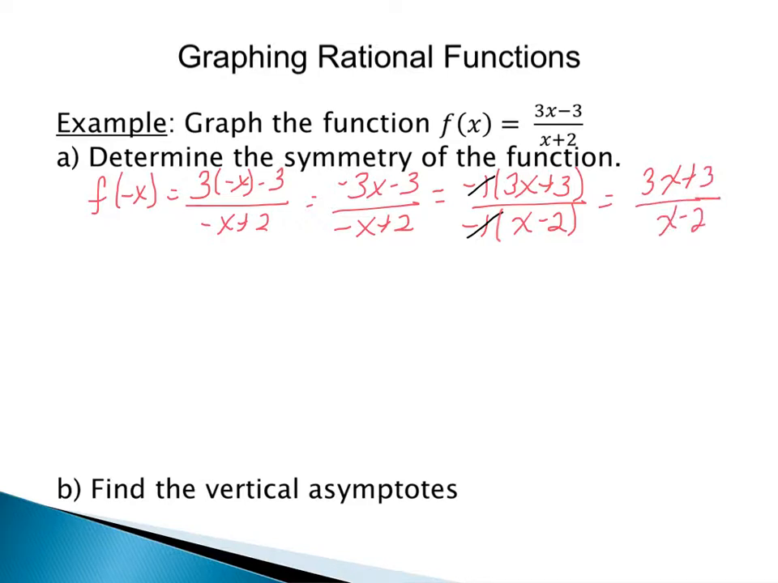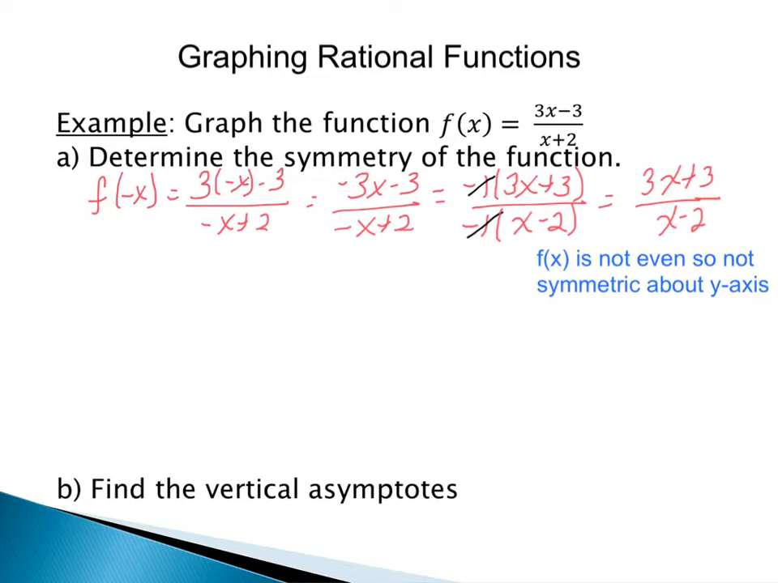So this is an equivalent form of f of negative x. Looking at this answer, we could say, okay, well, I have 3x plus 3 over x minus 2. Is that equal to the original 3x minus 3 over x plus 2? It is not. We can see that the signs between the terms in the numerator and denominator are different, which means that f of negative x does not equal f of x, so the function is not even, which means that it is not symmetric about the y-axis.